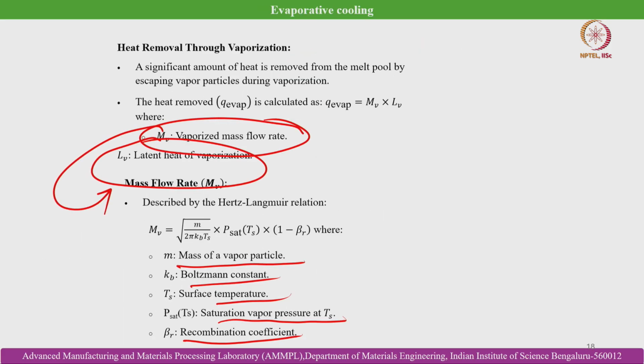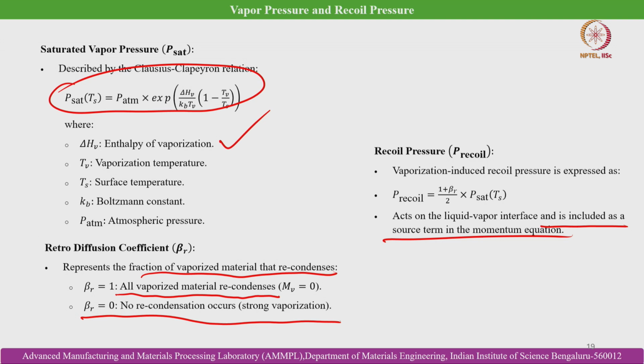And also, the recoil pressure can be calculated from the vaporization, so that the recoil pressure P_recoil is equal to (1 plus beta r) by 2 into P_saturation at surface temperature Ts.